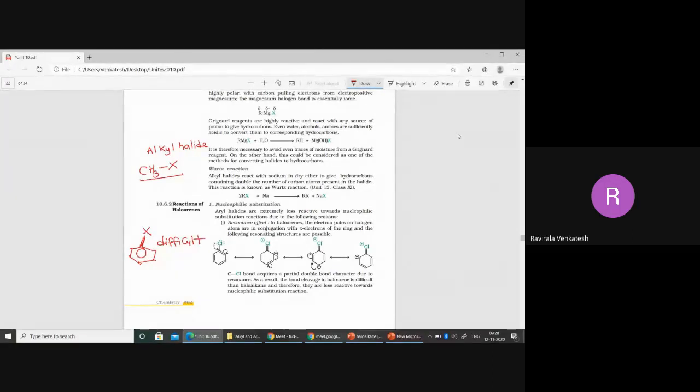Whatever I'm writing, is it visible for you? Yes, sir. Now aryl halides are difficult to undergo nucleophilic substitution reactions, whereas alkyl halides will readily undergo nucleophilic substitution reaction. Now, how do you say it is alkyl halide? The halogen bonded carbon is having which hybridization here? sp3 hybridization. Whereas the halogen bonded carbon here has sp2 hybridization. So that we can easily identify.